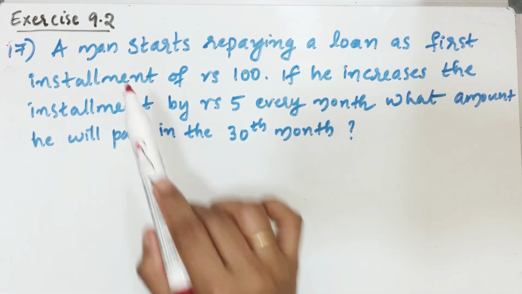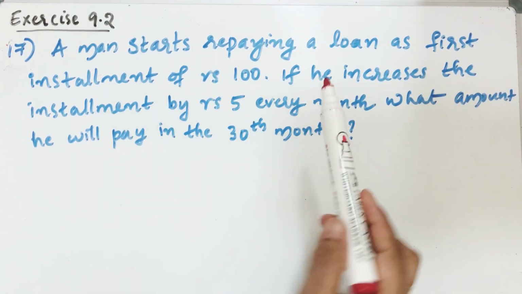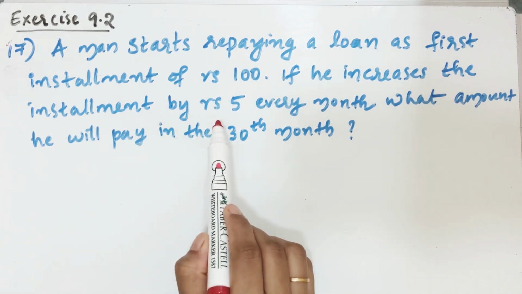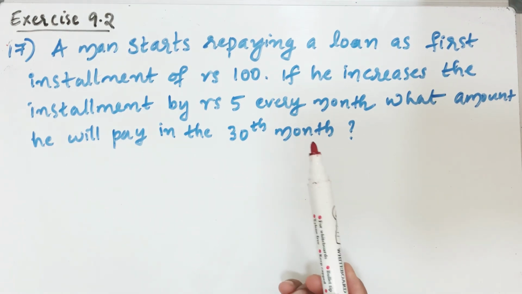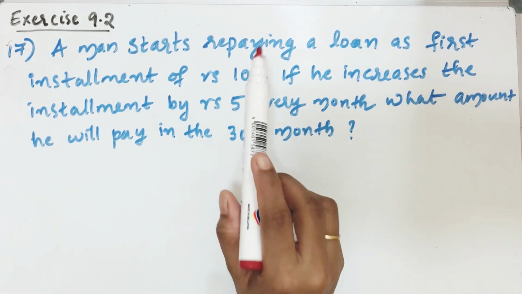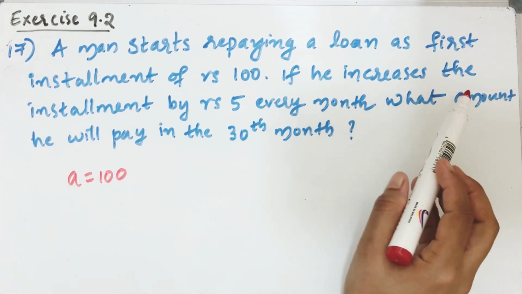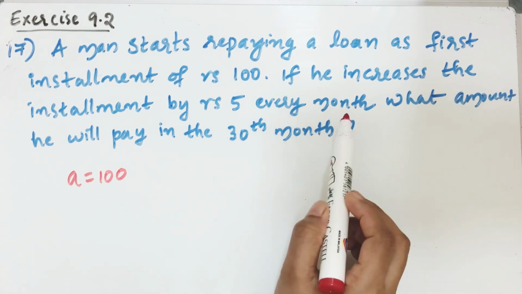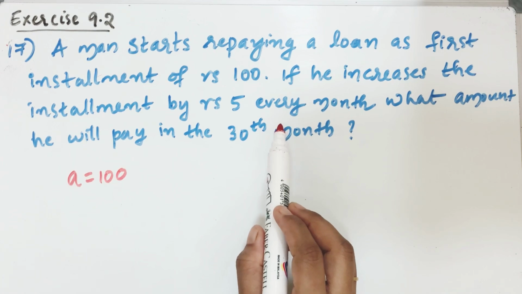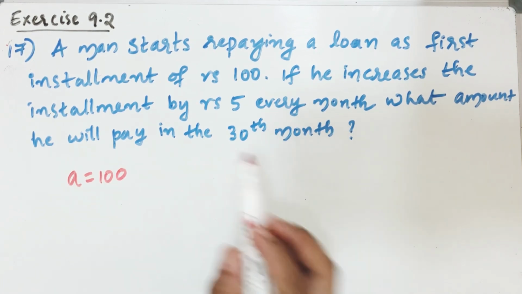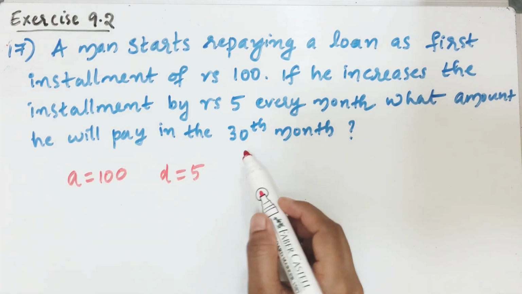Next question. A man starts repaying a loan as first installment of rupees 100. If he increases the installment by rupees 5 every month, what amount he will pay in the 30th month? Here in the first month he pays rupees 100. Therefore the first term we can take as 100. If he increases the installment by rupees 5 every month, so next month what will be the amount? 105. And the third month 110. So the common difference is 5. What amount he will pay in the 30th month?